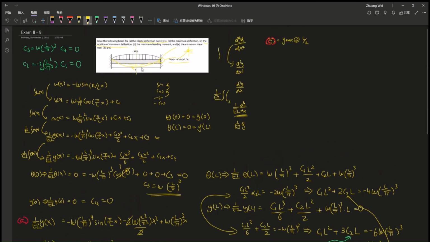For B, C already calculated, that's perfect. And then let's try to figure out D. I'm going to start writing over here because it's better to keep everything in one page. And maximum shear.